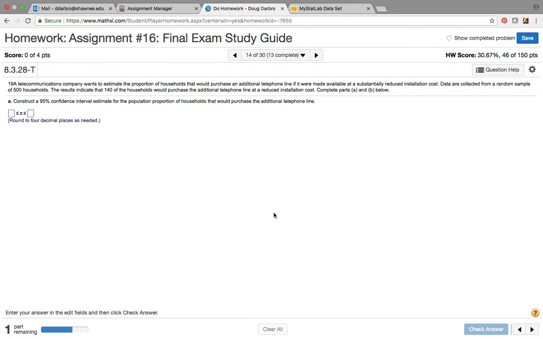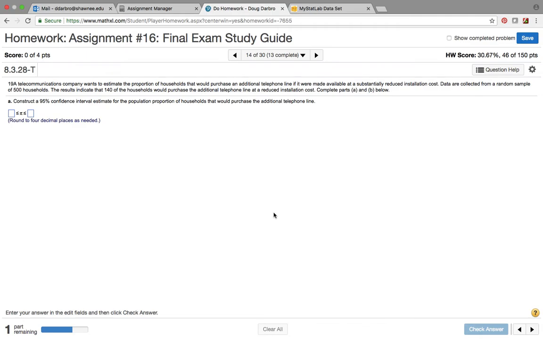All right, question 14. A telecommunications company wants to estimate the proportion of households that would purchase an additional telephone line if made available at substantially reduced installation cost. Data are collected from a random sample of 500 households. So guys, we know that n is equal to 500. The results indicate 140, so x would be equal to 140 would purchase. Complete parts A and B.